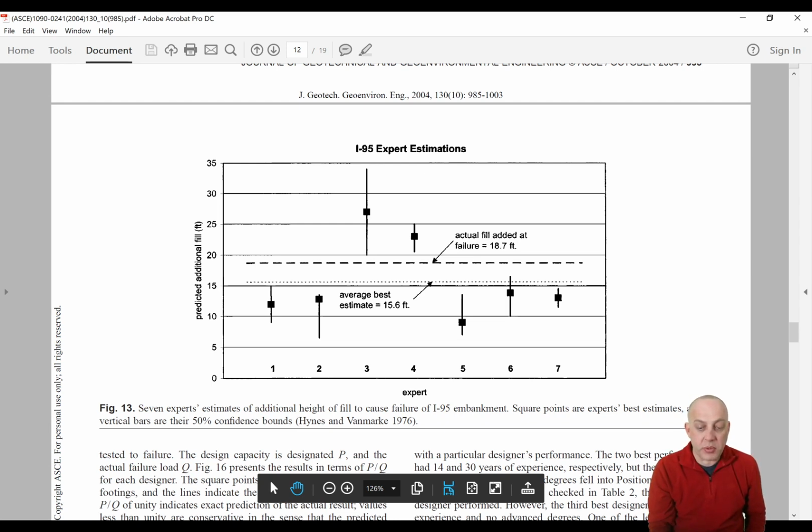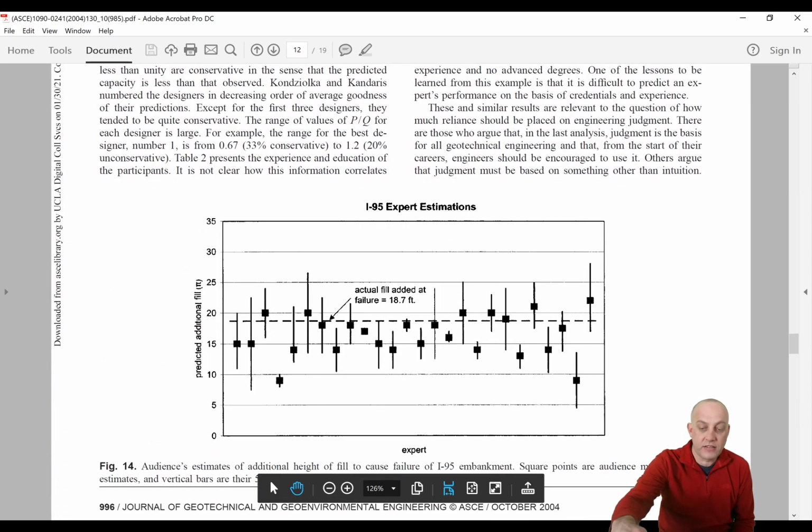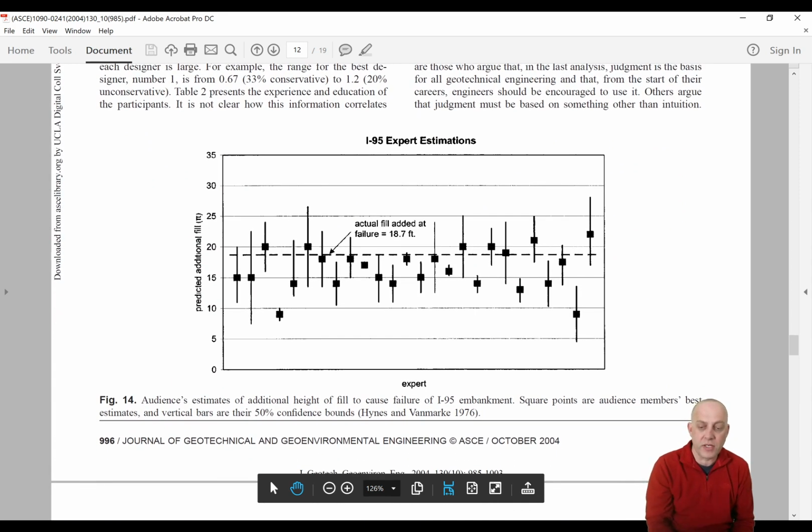Now, as part of this workshop, they also surveyed the audience. This is an audience of people who would attend a workshop involving addition of fill to an embankment. This is not random people. These are probably mostly geotechnical engineers, but without the benefit of having detailed site investigation data and soil strengths and things like that. They asked the audience to estimate the amount of fill that would have to be added, and this is the result of the 27 or so audience members.